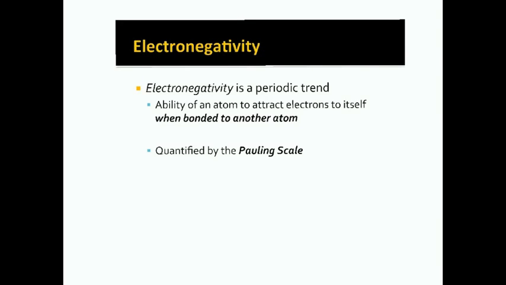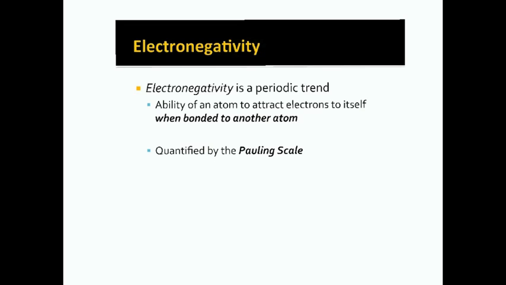This video lesson will be talking about electronegativity and how it relates to polarity. Electronegativity is a periodic trend, just like atomic radius or ionization energy. The reason why we didn't talk about this periodic trend earlier is because this periodic trend is specific for when atoms are bonded to each other.